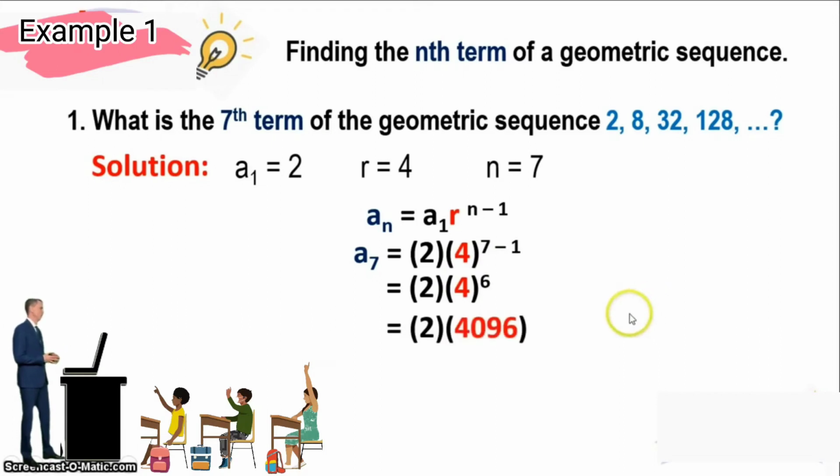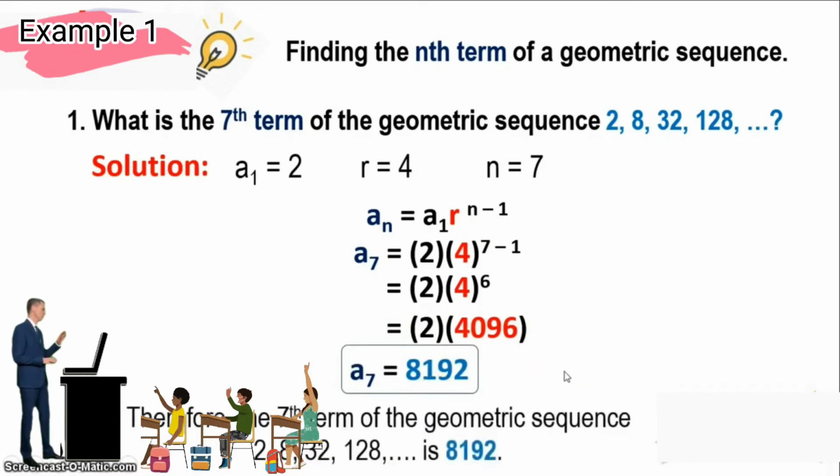Now, 4 to the 6th power is 4,096. So, ibig sabihin ng 4 to the 6th power, 4 times 4 times 4 times 4 times 4 times 4. So, you multiply 4 six times to itself. So, we have 2 times 4,096. You multiply that, you will have 8,192. Now, the seventh term of the geometric sequence 2, 8, 32, 128 is 8,192.